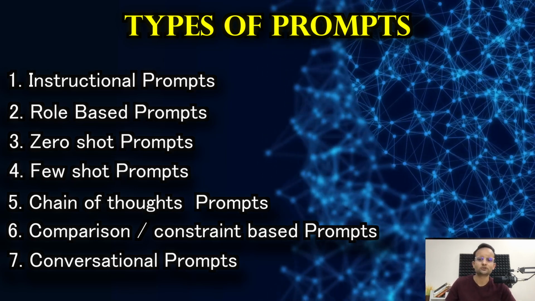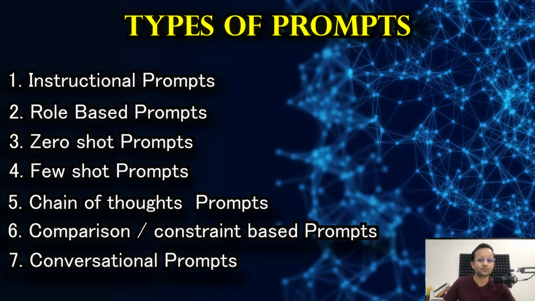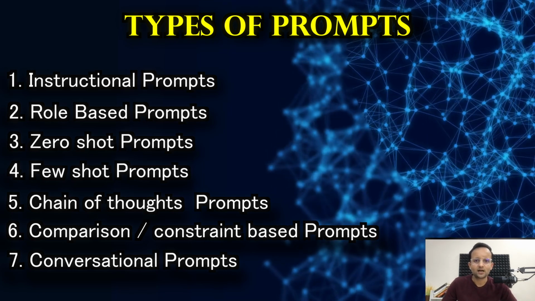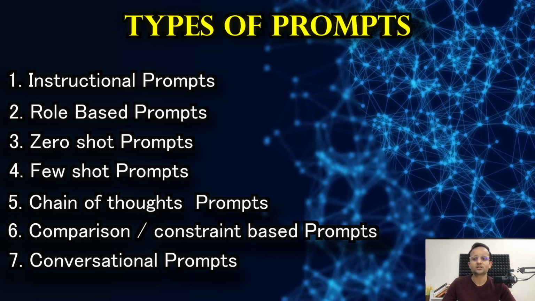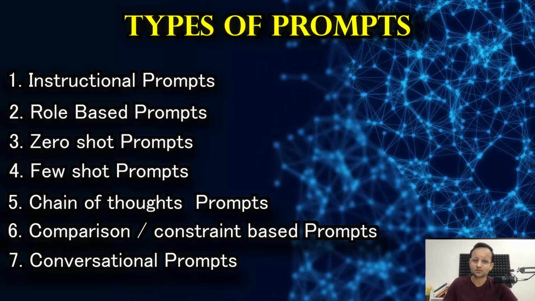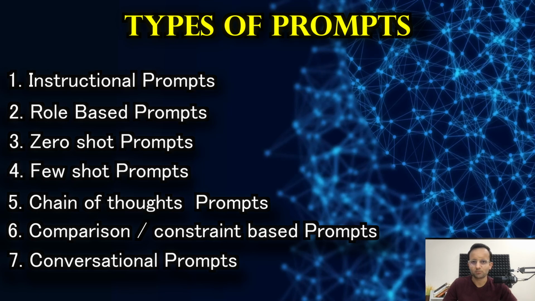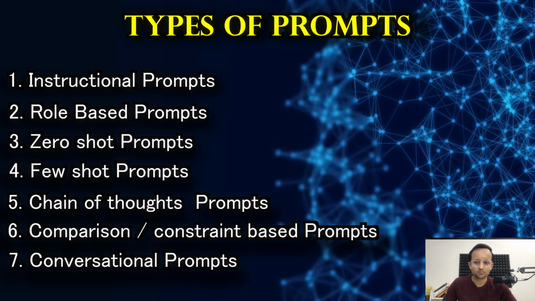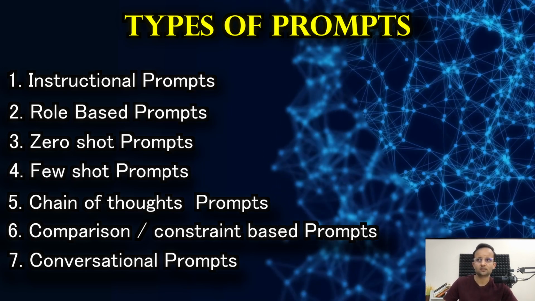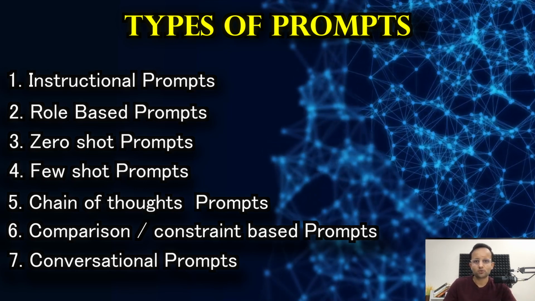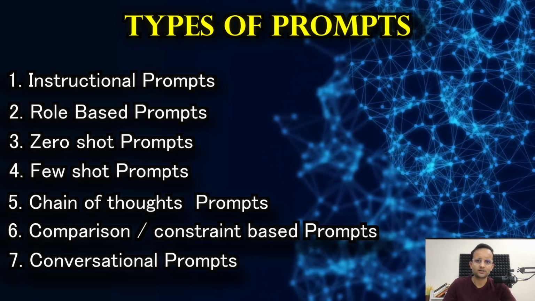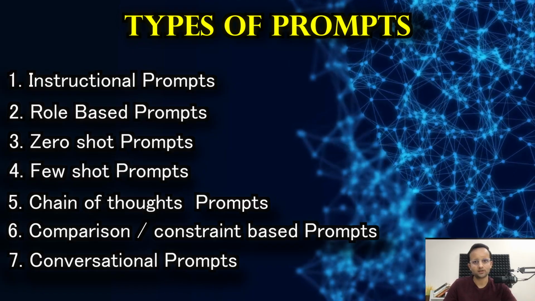Then there comes comparison and constraint based prompting. Constraint based prompting is where we set some constraints to get our desired result. And there come conversational prompts. We train an AI agent by providing some conversational examples so that it can understand and provide responses in a conversational manner. Now let's dive into the exact template that I have built particularly for an AI agent.